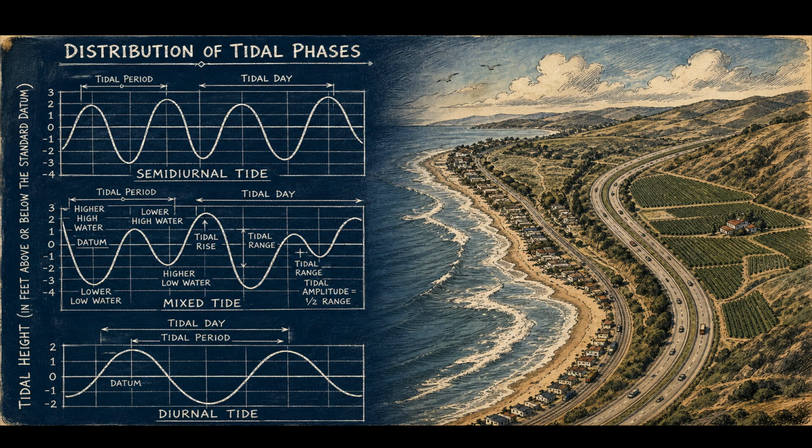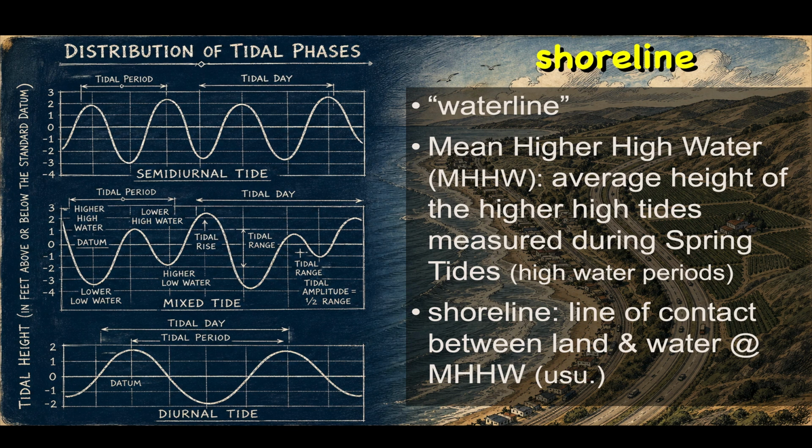So we need something. And that something is what we might call the water line. Now we can generate this in a bunch of different ways, but mean higher high water is the typical way we do that. Now I'll put a pause on that real quick.